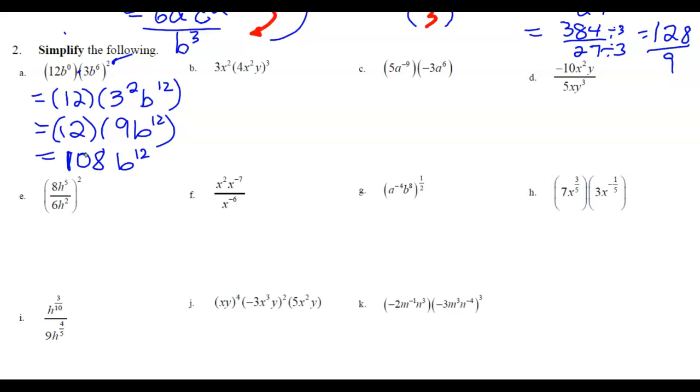Take a look at the next one. Here it's 3x squared, then brackets, which means that's multiplying, and you've got brackets raised to the exponent 3. So we've got to figure out what that is first. So 3x squared, I'm just going to copy out. Then in the brackets, it's going to be 4 cubed, x to the 6, y cubed. Remember that y is like y to the exponent 1. So 1 times 3 is 3.